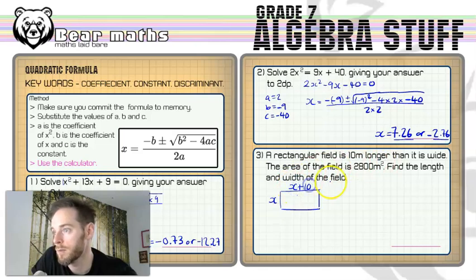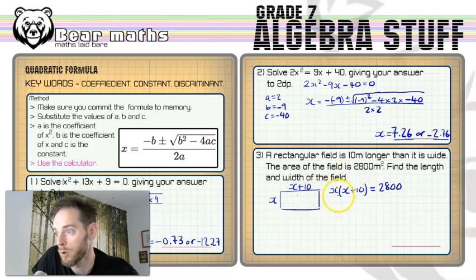I'm calling it x plus 10 because it's 10 meters longer than the width, right? And I know that the area is worked out by multiplying these two things together. So the expression I could write for that is x, and then in brackets x plus 10. That's multiplying them together. What I do know is the area is equal to 2,800.